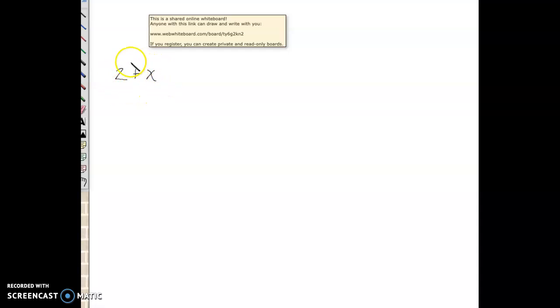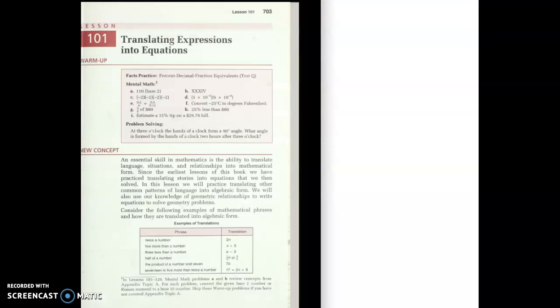The reason why this is not an equation is because there's no equal sign. There's nothing to balance the other side of this expression. So an expression does not have an equal sign. An equation does. So expressions into equations means we're taking that expression and we're going to put it into an equation to make sense of the variable so that we can find out what the missing factor or the unknown variable is.